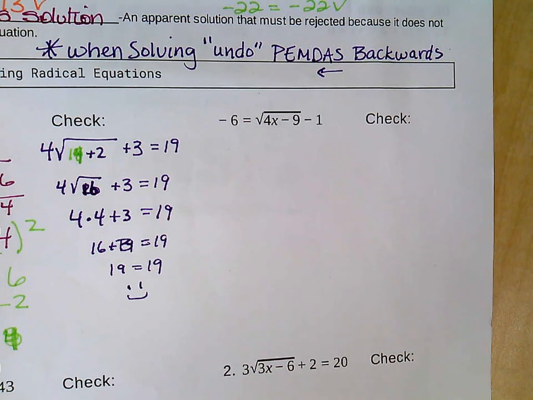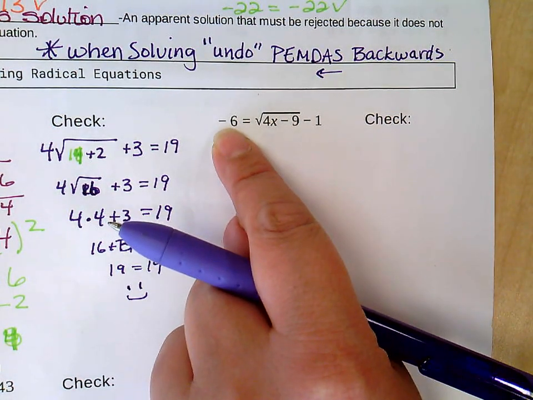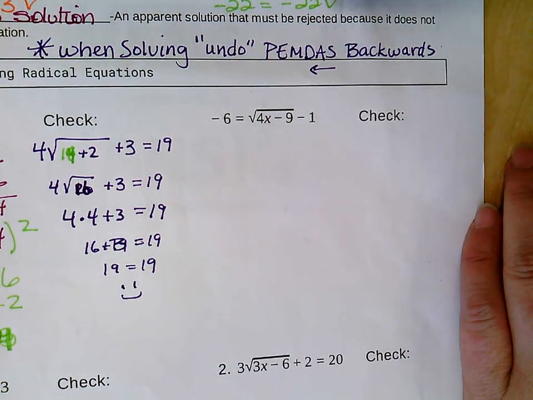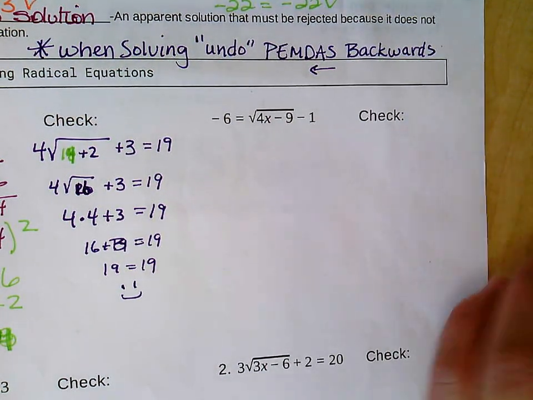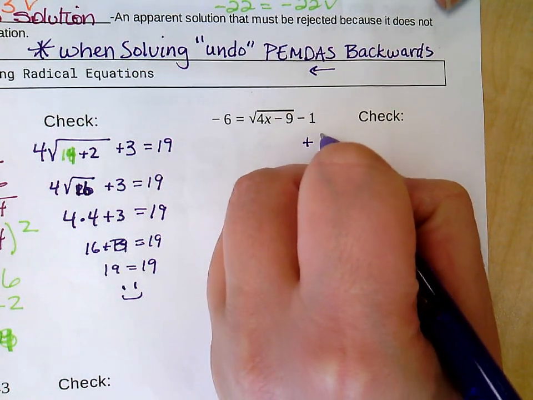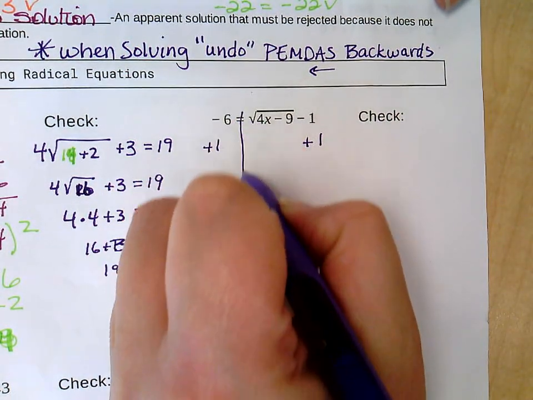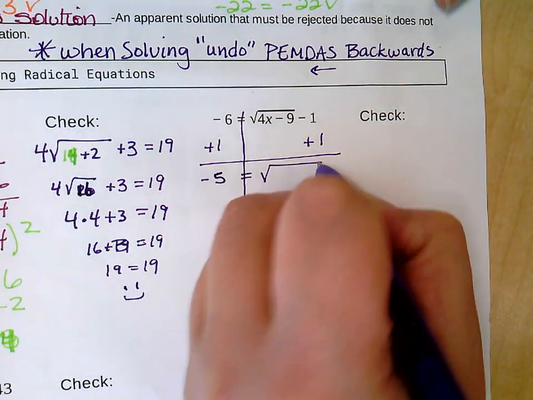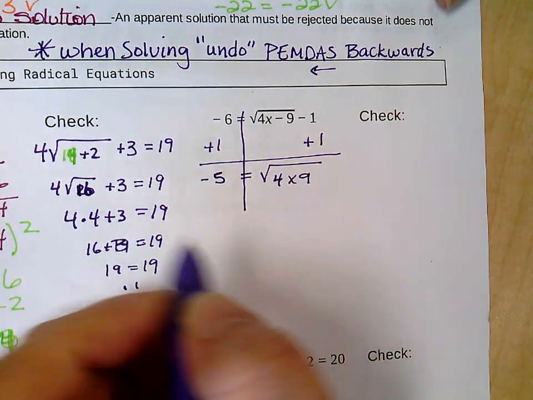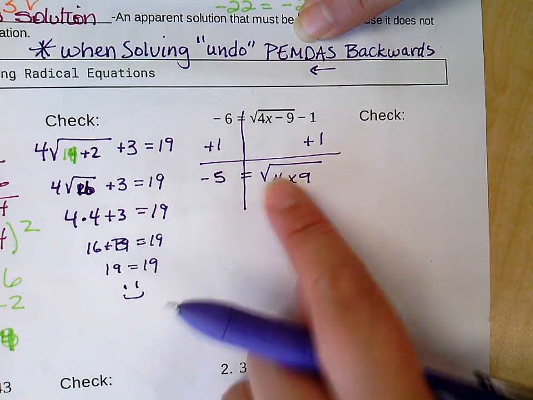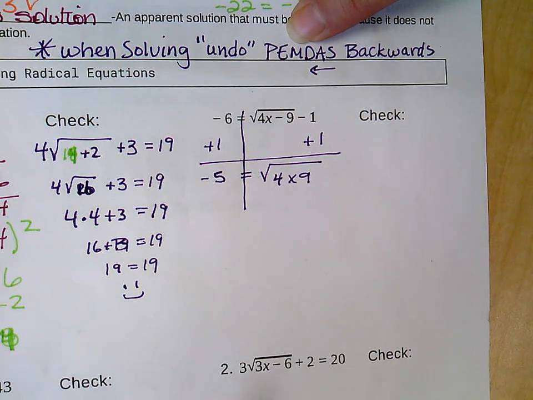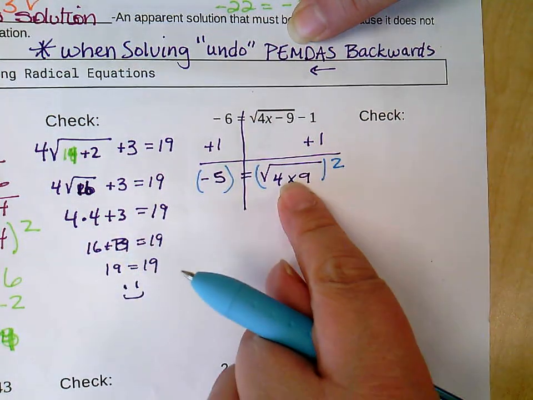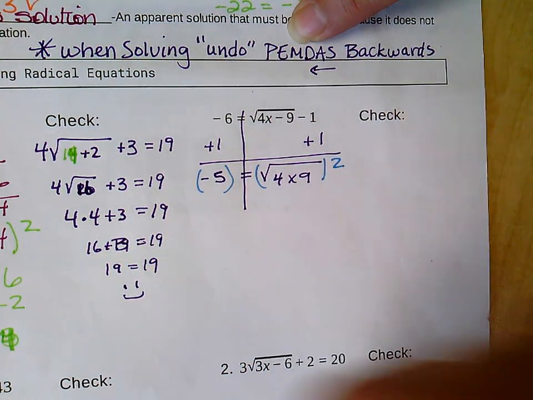So here we go with the next one. Yes, this is on the other side. If you don't like it, then move it around, but get over it. Okay. Remember, we're going to do PEMDAS backwards. So I'm going to add first, minus 5, square root of 4x minus 9. And then do I have any multiplication over here? The answer is no. Do I have any division? No. So then I take the square of both sides, because the inverse of square root is square.